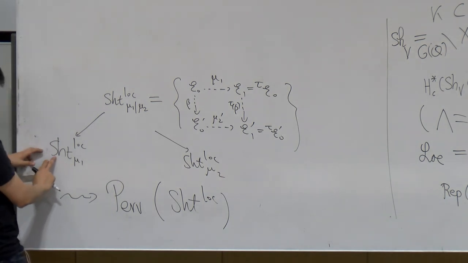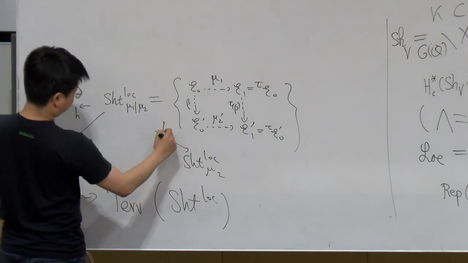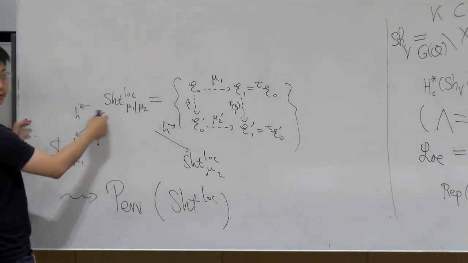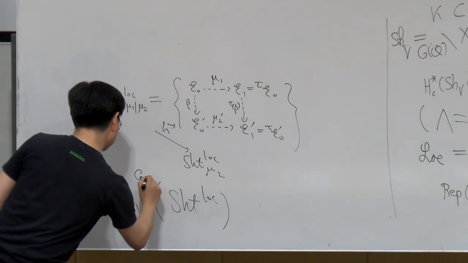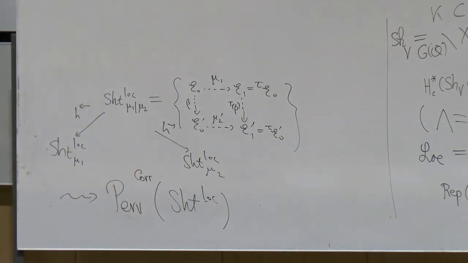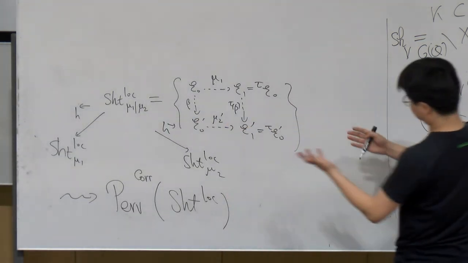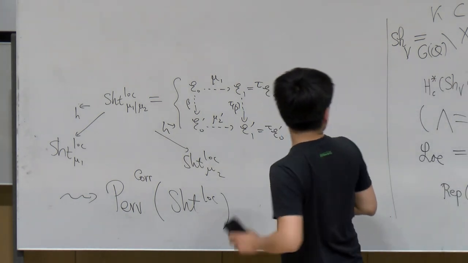So if I have a sheaf here and a sheaf here, I have two maps. I can use the star pullback and the shriek pullback here and the map between them. So this is the usual formalism of cohomological correspondences. It takes some time to make everything rigorous, but the category exists. So now here's the theorem.